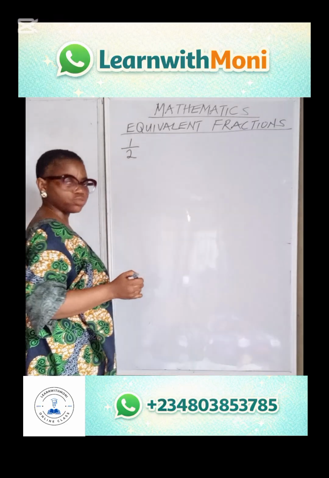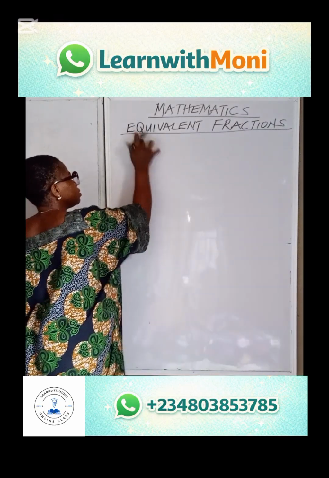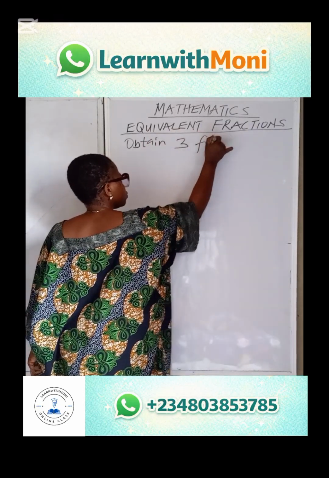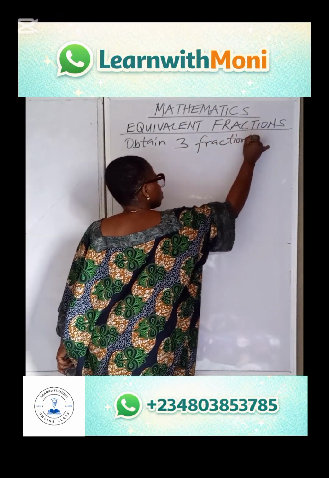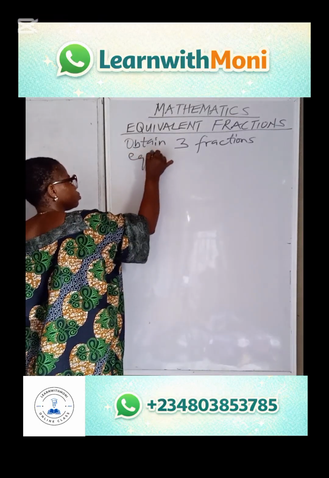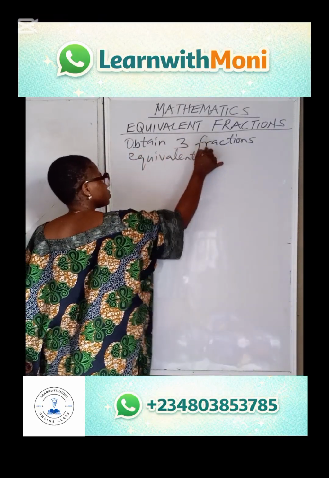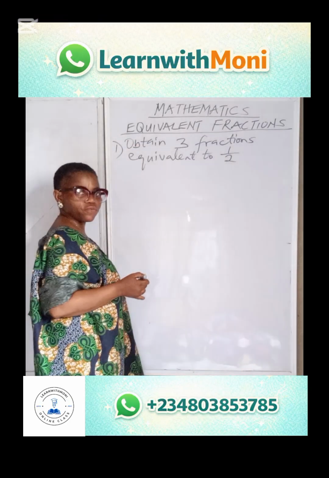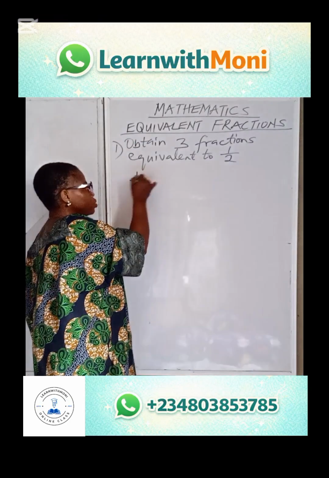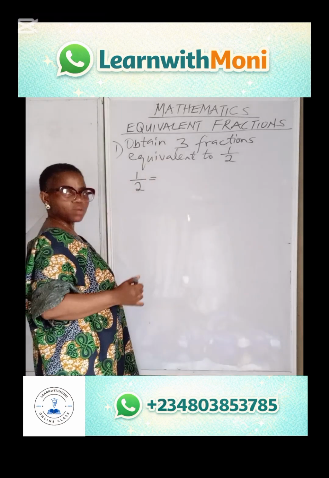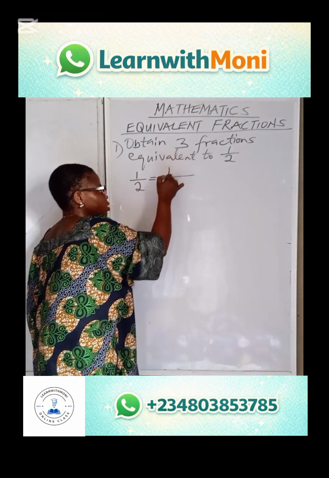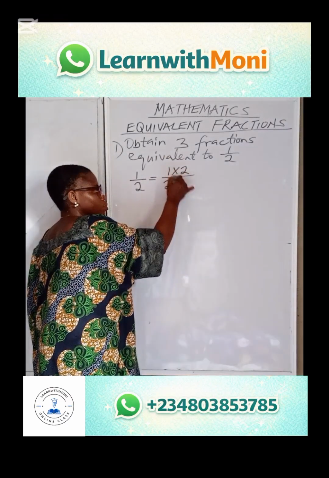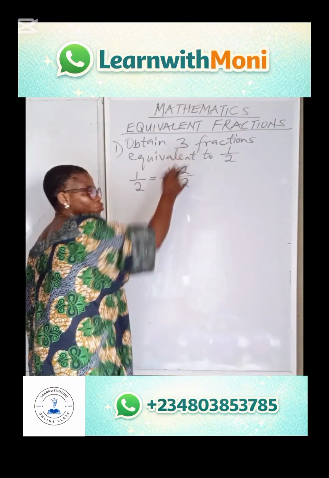I have 1 over 2. I want to obtain 3 fractions equivalent to 1 over 2. Let us obtain 3 fractions that are equivalent to 1 over 2. 1 over 2 is the parent fraction. For me to obtain the next fraction that will be equivalent to it, I'll multiply both the numerator and denominator by 2. You can see that the same action is happening to both.